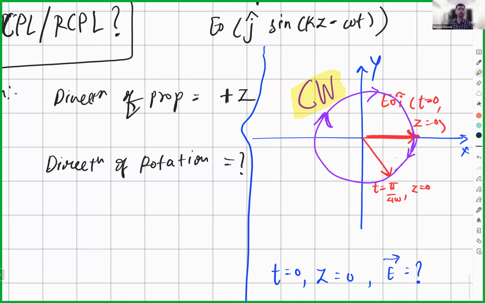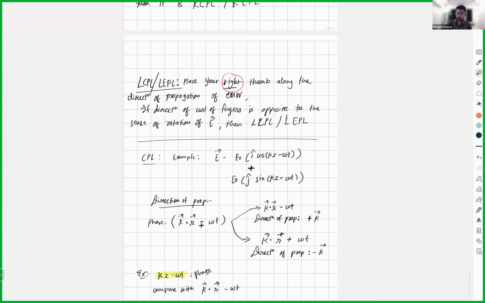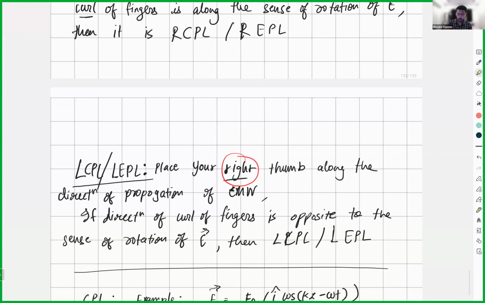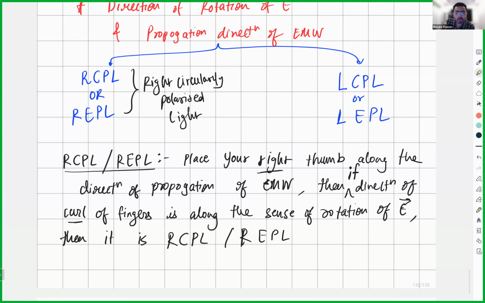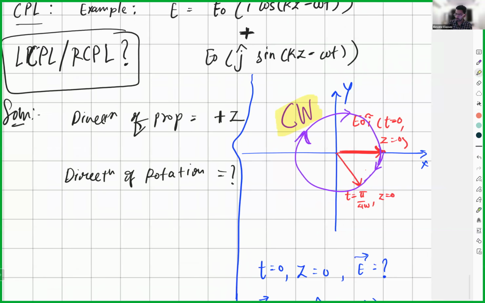So does it make a right circularly polarized light? No. Okay. So it doesn't depend only on whether it is clockwise or anti-clockwise. It also depends on the direction of propagation. Now go to the definition. The definition was: place your right thumb along the direction of propagation of the electromagnetic wave. If the direction of curl of fingers is along the sense of rotation, then write circularly polarized light. Okay. So put your thumb along the direction of propagation.